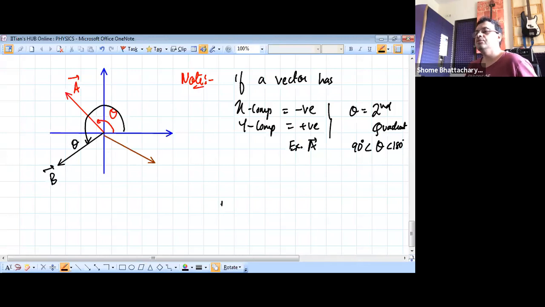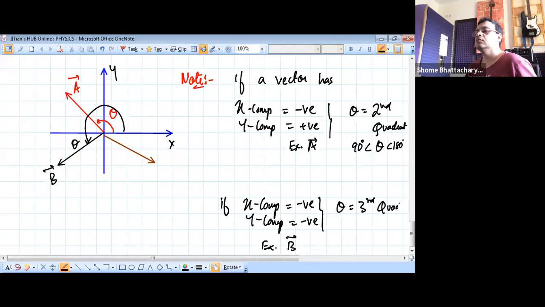Okay. So if the vector has x component negative and y component also negative, यहाँ पे you can see B's y component is also negative, x component is also negative. Okay. Then, so for example, the vector B as shown in the diagram. Then what is happening? Theta is in third quadrant, and that means it is greater than 180 but less than 270 degrees.